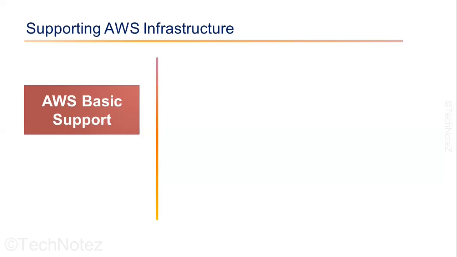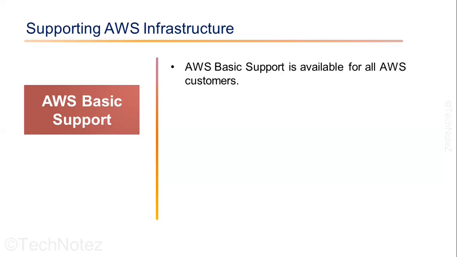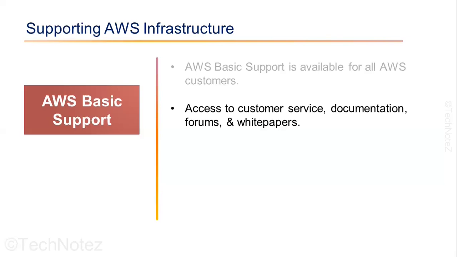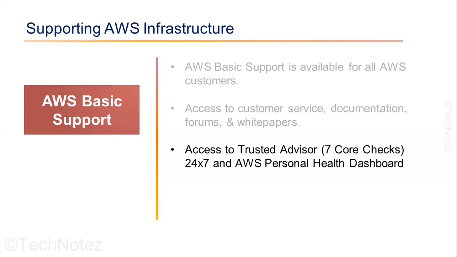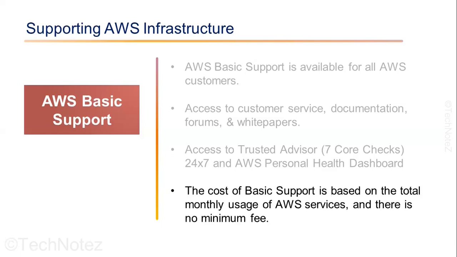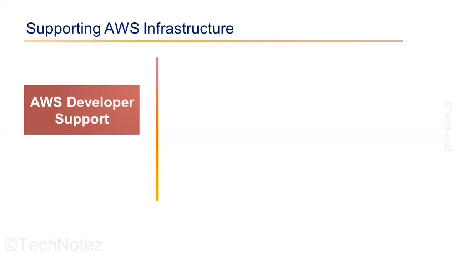First, we have the AWS Basic Support. AWS Basic Support is a cost-effective support plan and is available for all AWS customers and users who need assistance with AWS core services. The basic support includes access to AWS documentation, white papers, and FAQs, as well as the ability to open and manage support cases with AWS. Basic support plan includes a monthly usage report, access to AWS Trusted Advisor, and the ability to use the AWS Personal Health Dashboard to view the operational health of your resources. The cost of basic support is based on the total monthly usage of AWS services, and there is no minimum fee.